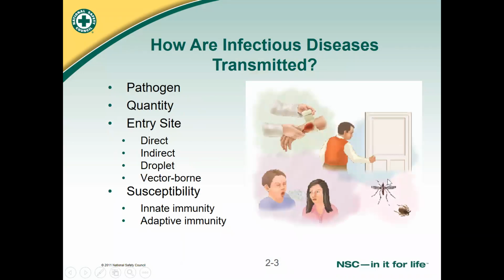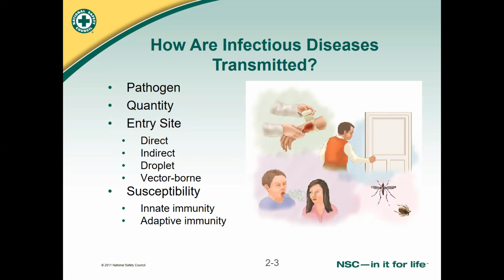So in order to be infected, you have to have four things. You have to have a pathogen, so something that can infect you, like a virus or bacteria. Quantity, there has to be enough of it to actually infect you. Entry site, so your skin is protective to you, but there has to be some kind of an entry site, and our most risky sites would be soft mucous membranes like the mouth and the nose and the eyes, and then of course an open wound.